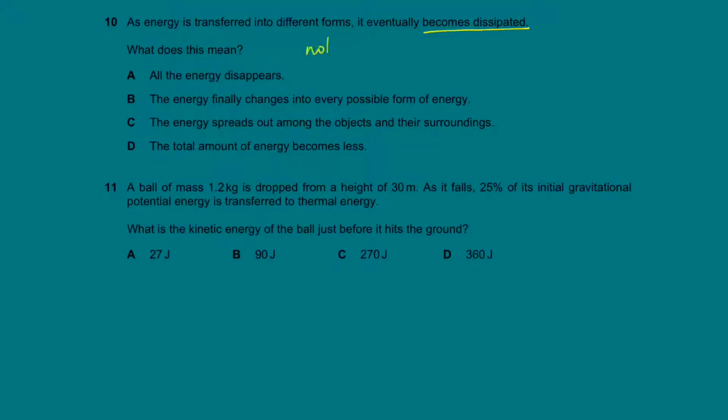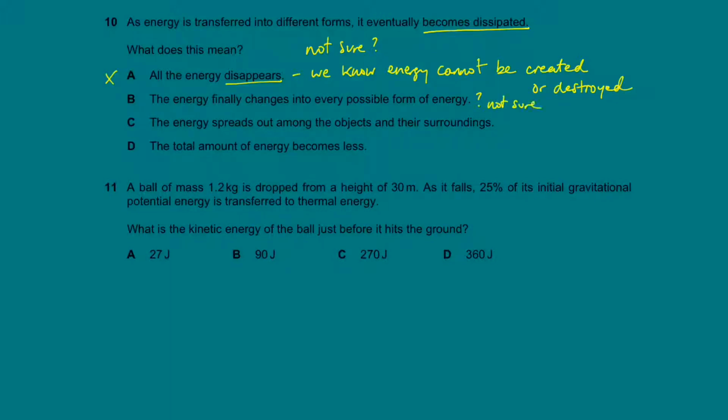Okay, so this is a question about energy being dissipated. We might not be sure what that means, but we know that energy cannot be created or destroyed. So that rules out A and it rules out D. Then we have a look at B. We're not really sure about B. I mean, energy changing into every possible form of energy doesn't sound very likely.